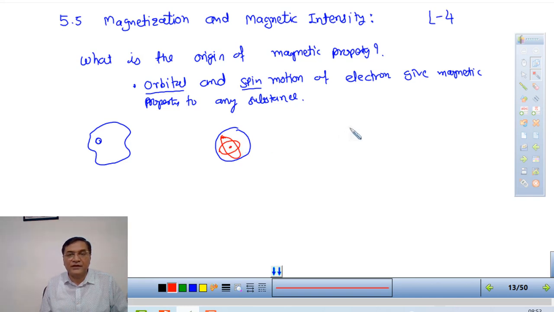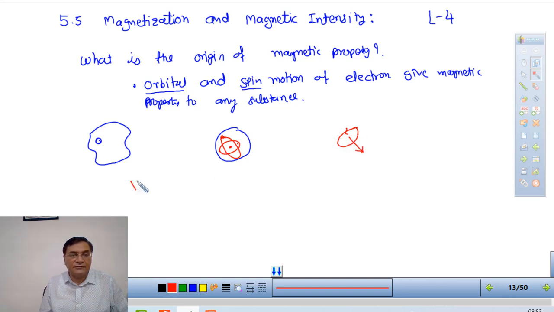So suppose one loop is this. Because the electron is moving in a circular path, you can say the current is flowing in this direction. Electron moving in this direction, so current flows. So we have magnetic moment depending on the direction. You can find the direction. So this is the magnetic moment because of this electron. You have magnetic moment because of this electron.